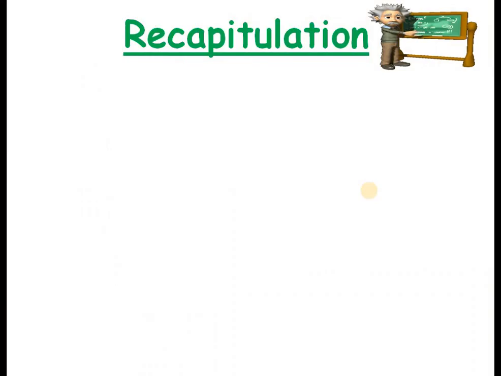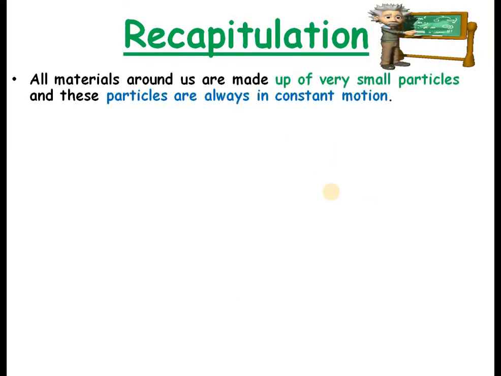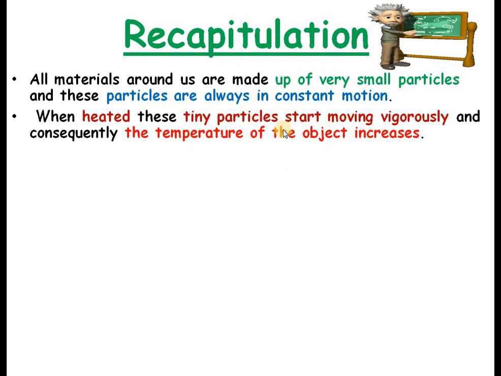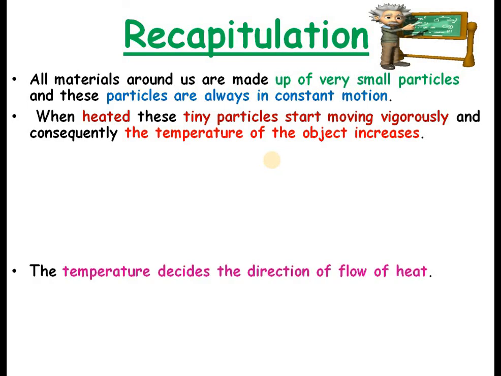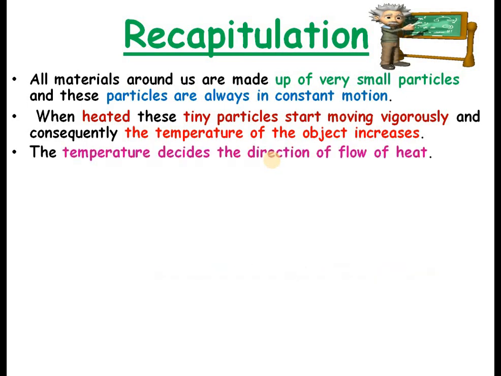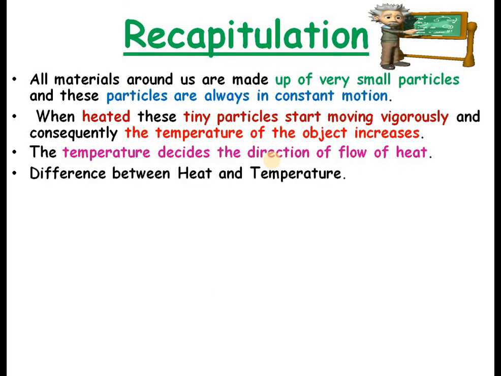Now it is time for recapitulation. All materials around us are made up of very small particles, and these particles are always in constant motion. When heated, these tiny particles start moving vigorously, and as a result, the temperature of the object increases. Temperature decides the direction of flow of heat. We learned to differentiate between heat and temperature.